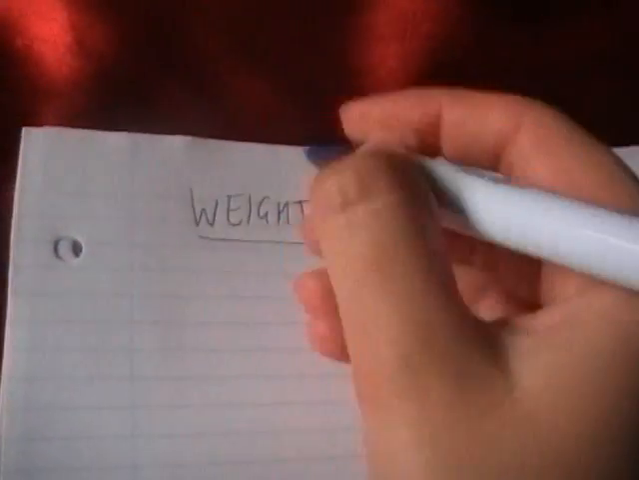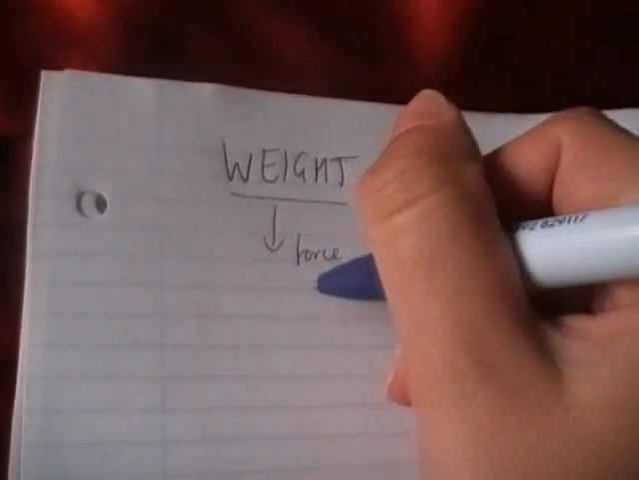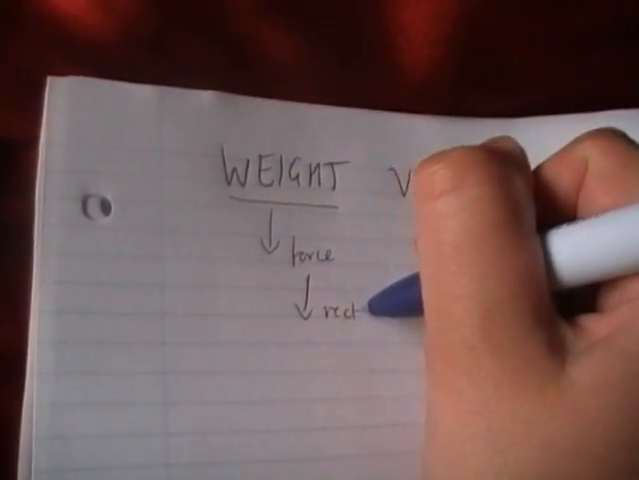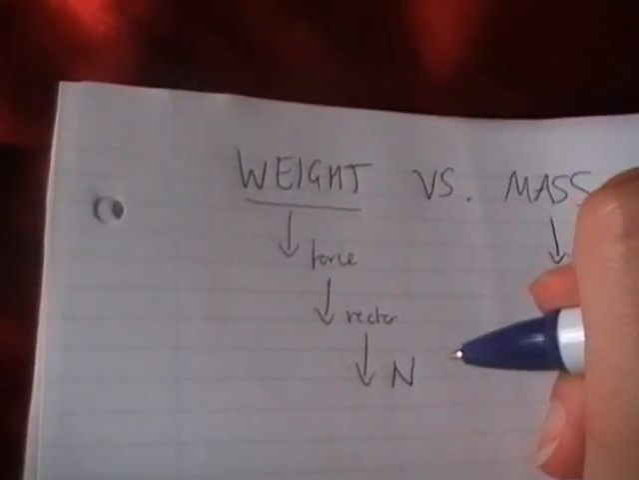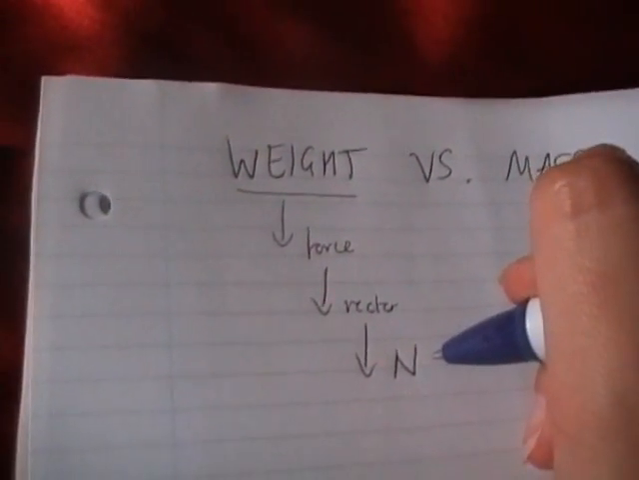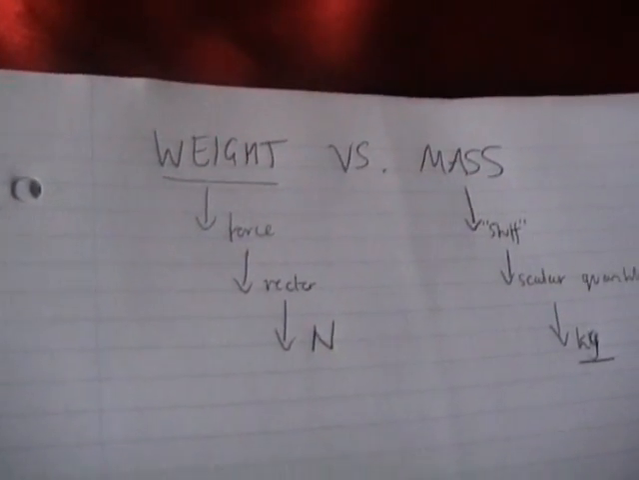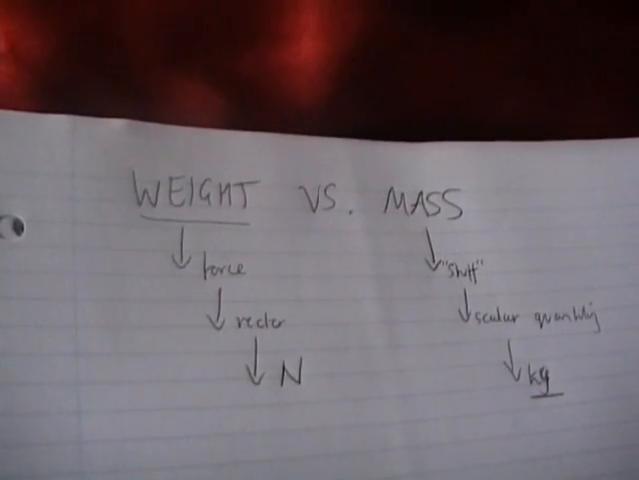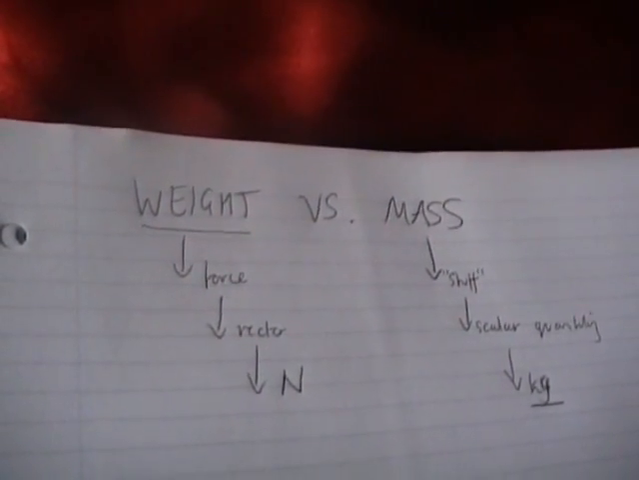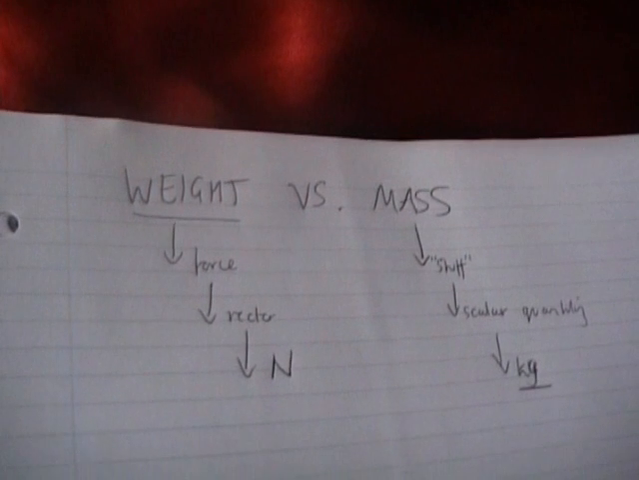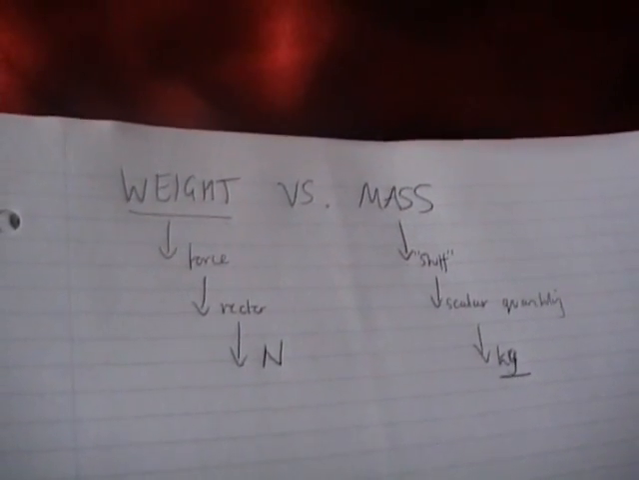Weight is a force. It is therefore a vector, and it is measured in the good old standard SI unit of the newton. And the term is loosely used wrongly in everyday life. When we talk about how much something weighs, what we are really talking about is its mass. Otherwise we would be giving the answer in newtons and taking into consideration the gravitational field strength of the Earth.